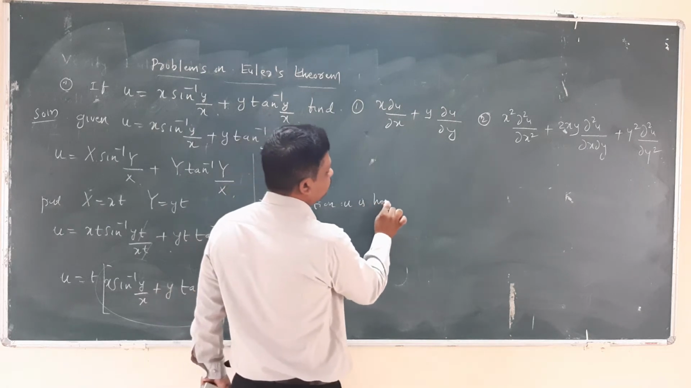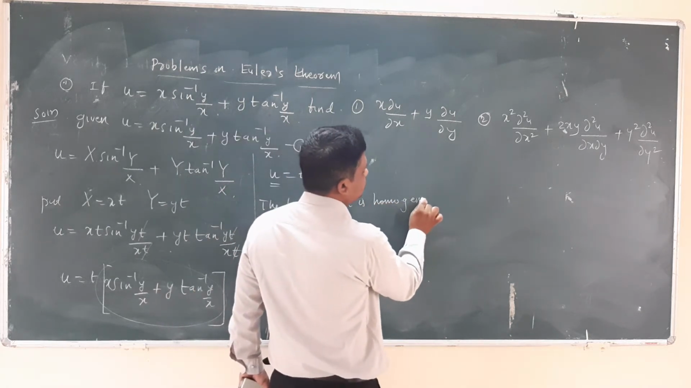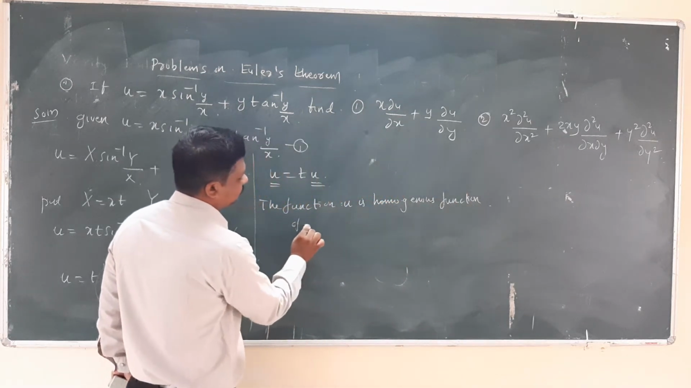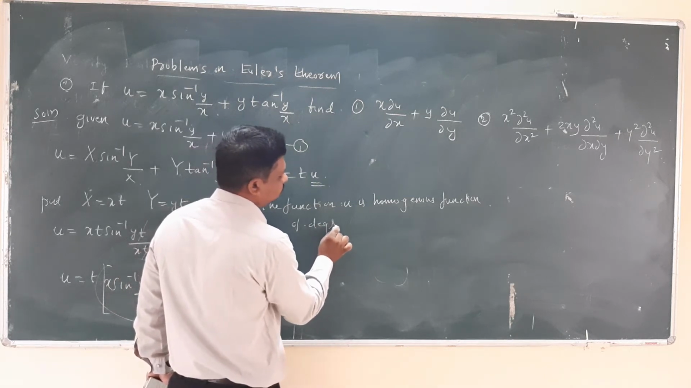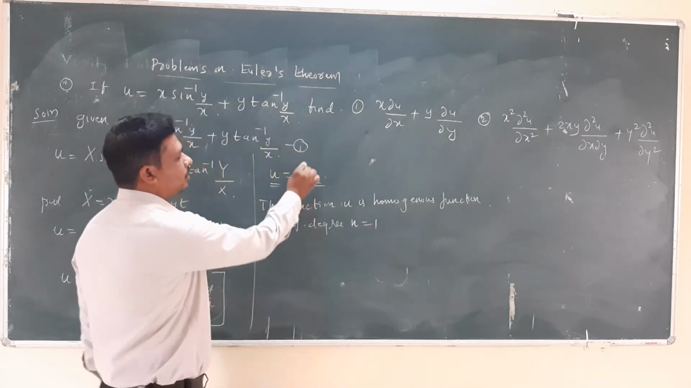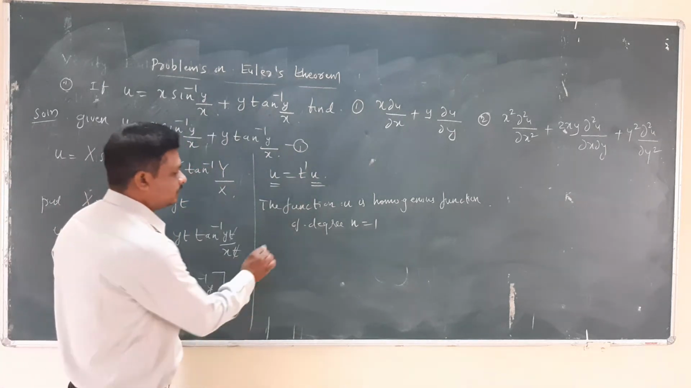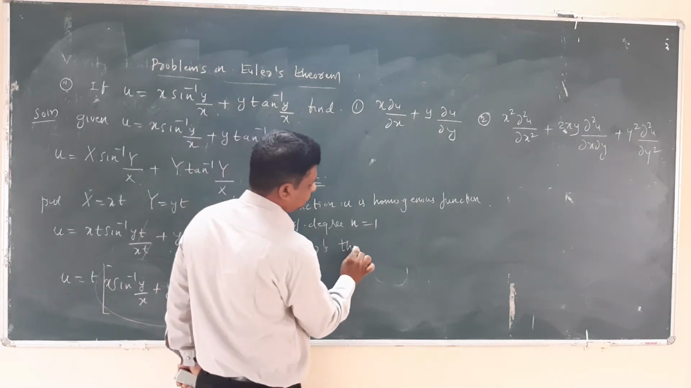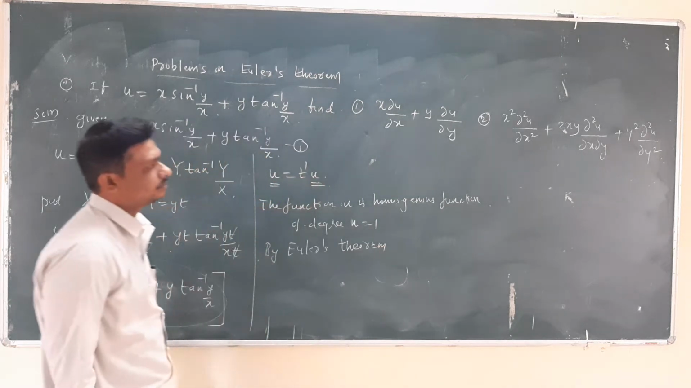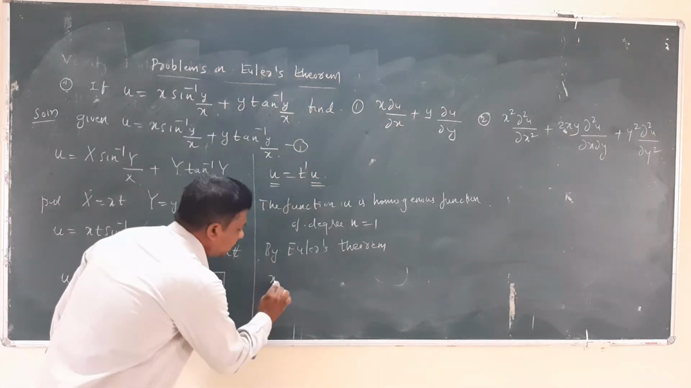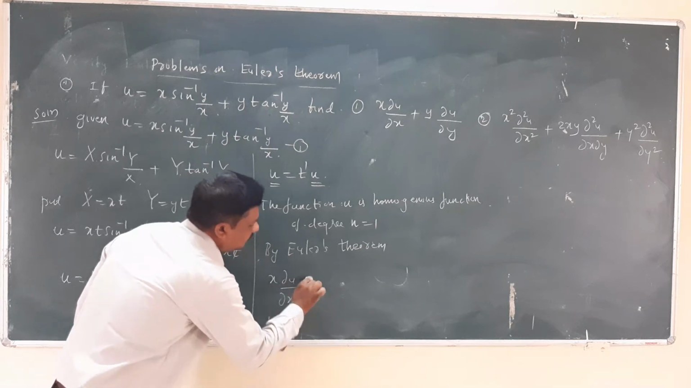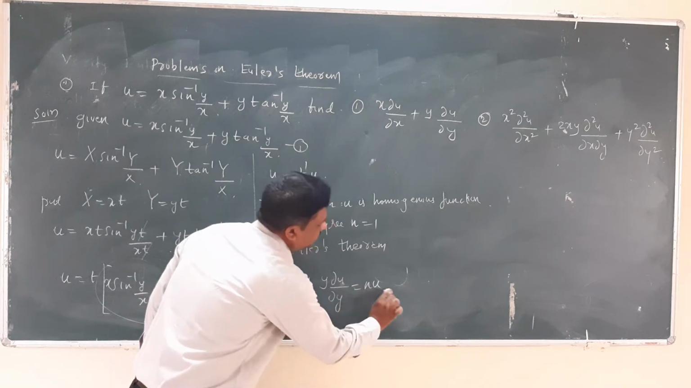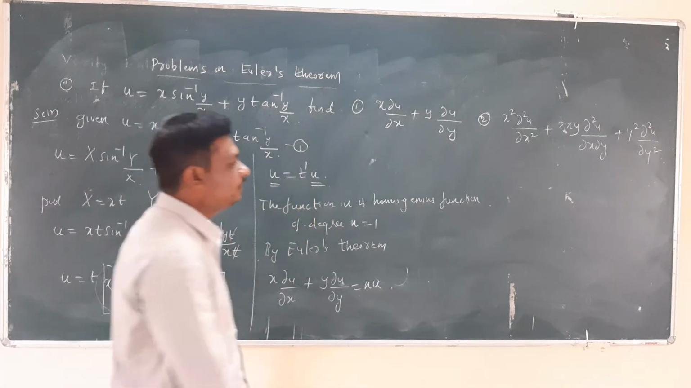u is a homogeneous function of degree n equal to 1. Here the power of t is 1. Therefore, by Euler's theorem, x ∂u/∂x plus y ∂u/∂y is equal to n into u. So this is the result of Euler's theorem.